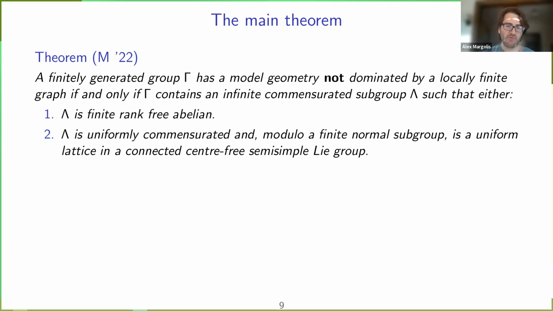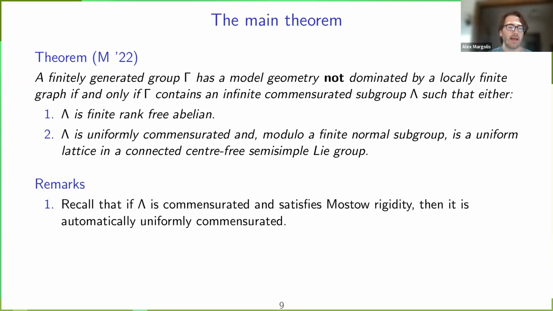Okay, so this gives a very precise answer to the question. And I should mention that if lambda is commensurated and satisfies Mostow rigidity, which is the case for most of the groups in part 2 of the theorem, then it's automatically uniformly commensurated. So part 2 is really only there to rule out surface groups and things that split as direct products virtually, where some of the factors are surface groups. That's the only case where you need the uniformly commensurated hypothesis.